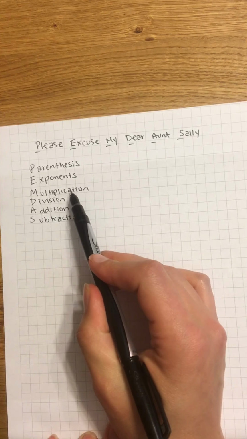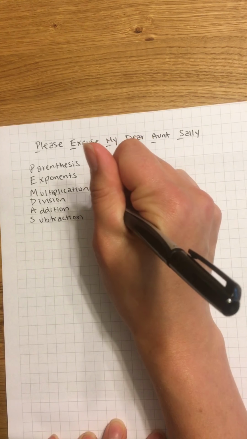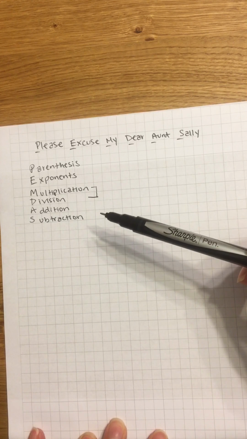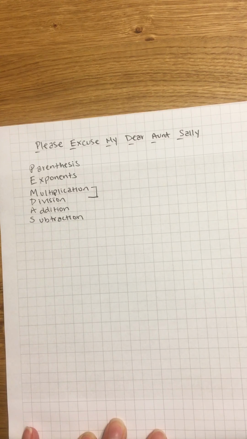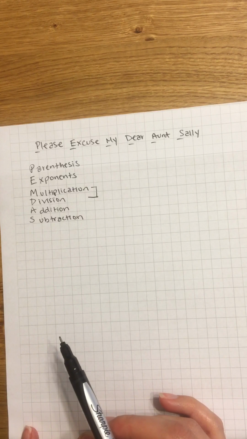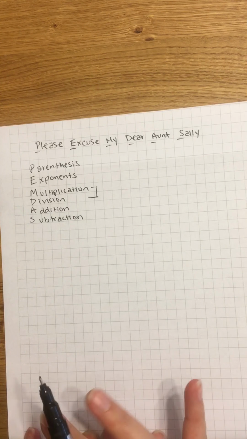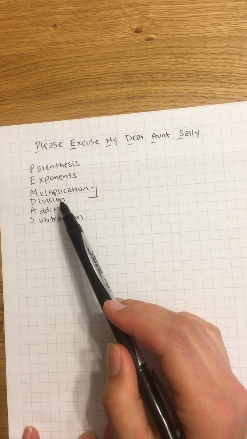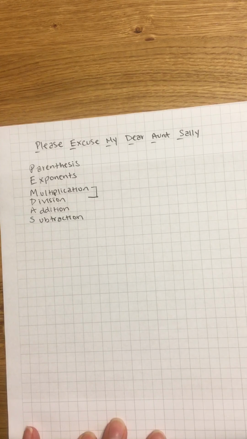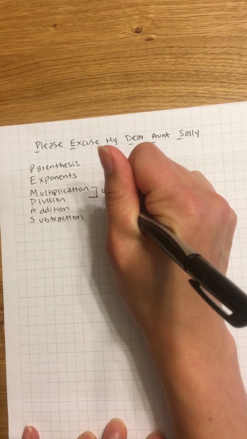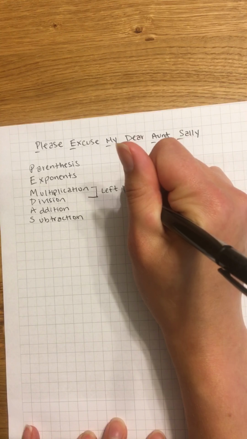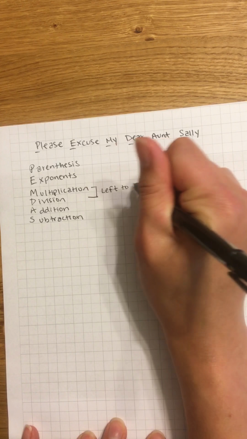Next, we have multiplication and division, and this gets a little bit more complicated. It should be multiplication or division, and the way that you determine which one you're going to solve first depends on which comes first in the equation when you're reading it from left to right. Just like you would read a book, you're reading the equation from left to right, and whichever comes first, division or multiplication, that's what you're going to solve.